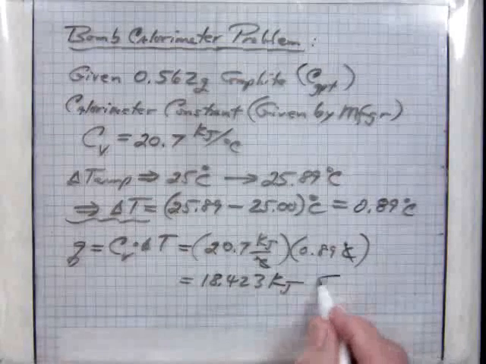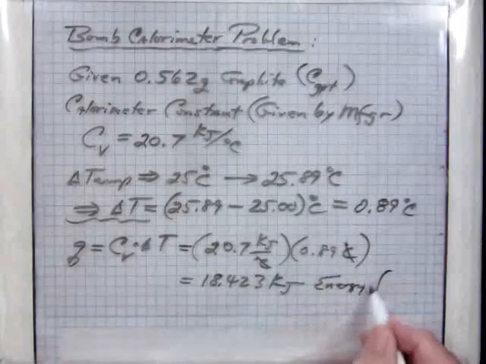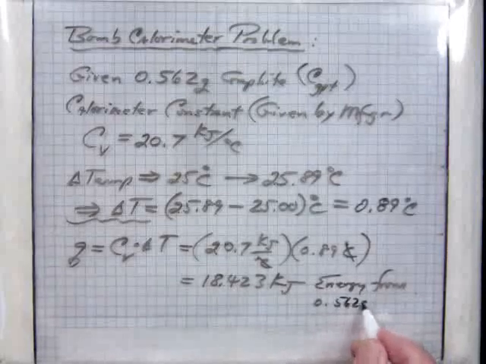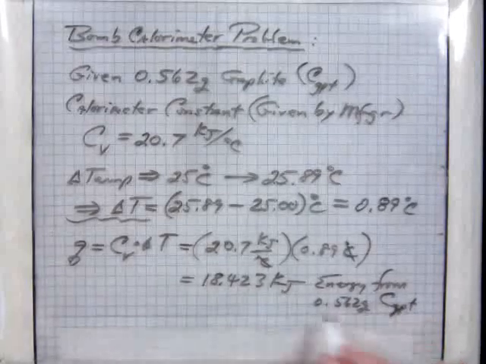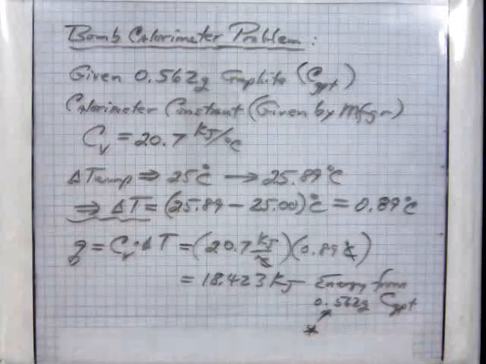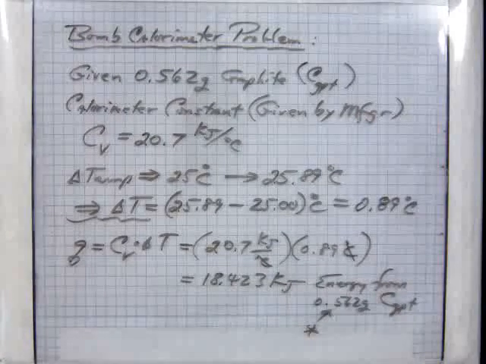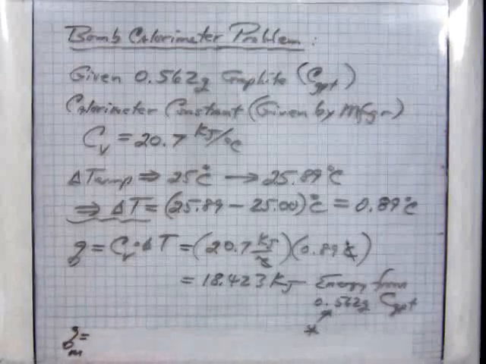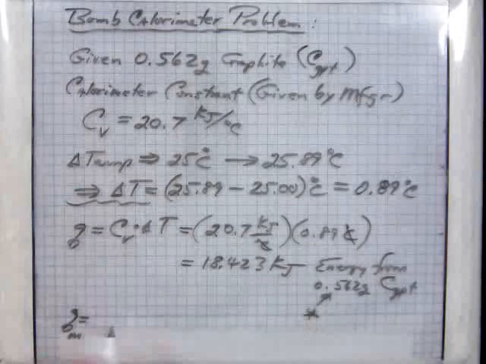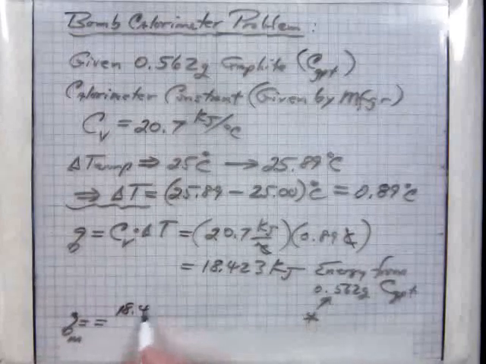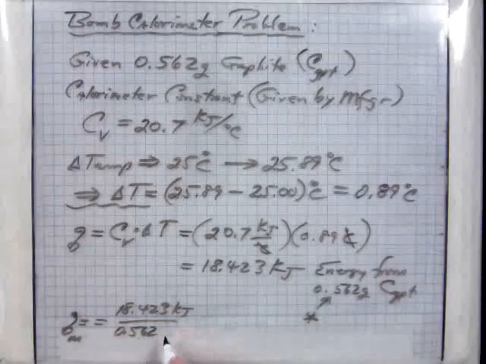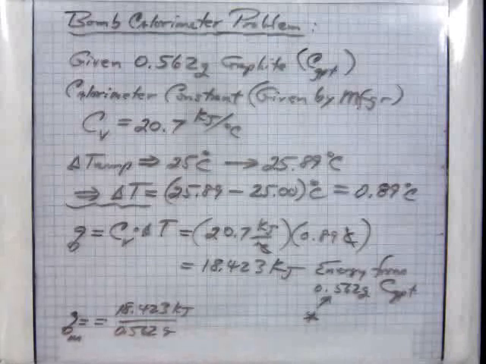Now, this is the energy from 0.562 grams of the graphite. This is the issue, and you need to express this in kilojoules per mole. So if this is the kilojoules per 0.562, and we're going to change it to molar amounts, that would be 18.423 kilojoules per 0.562 grams. Now, how do you convert grams to moles?